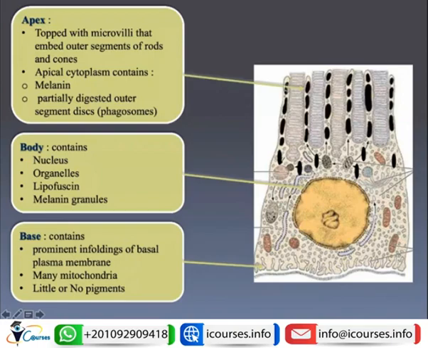The apical cytoplasm will contain more melanin, as you can see here, and sometimes or almost always they will contain digested outer segments of photoreceptors. So in order for the visual cycle to occur, the photoreceptor outer segment will be digested within the retinal pigment epithelium. That's why they are both integrated together like this. And once the photoreceptor outer segment is ingested within the retinal pigment epithelium, it is called a phagosome.